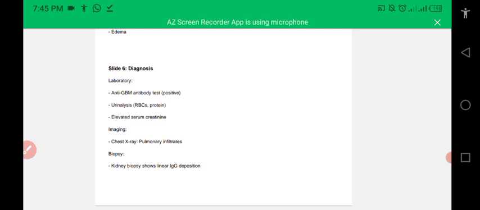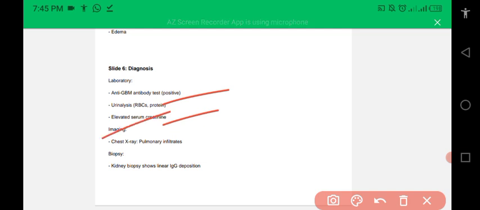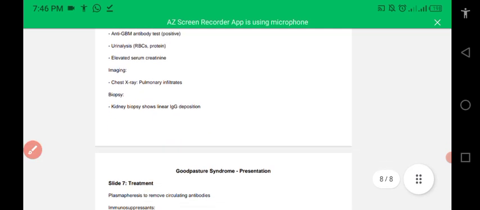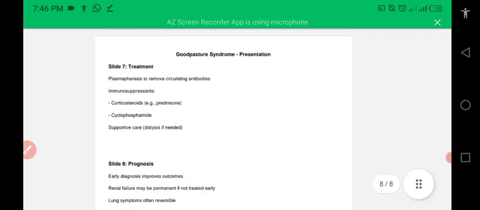In laboratory investigations, what investigations will we perform? CBC, proteinuria, elevated C-reactive protein, and chest X-ray to find out alveolar inflammation, and a biopsy reveals IgG deposits in the glomerular basement membrane. Treatment is corticosteroids and immunosuppression, like prednisolone and cyclophosphamide, and supportive care. So in this way, we can treat conditions like post-streptococcal glomerulonephritis and Goodpasture syndrome.